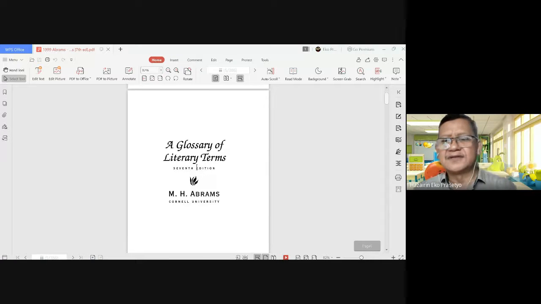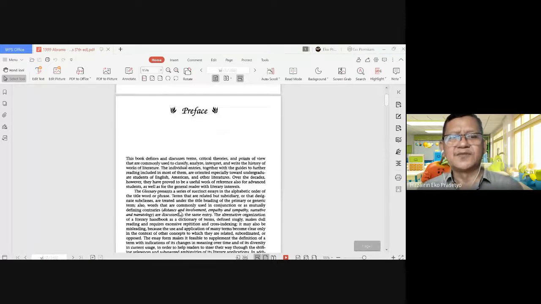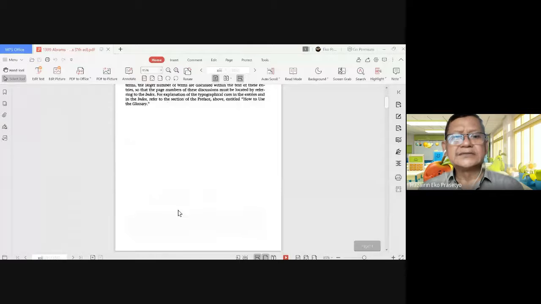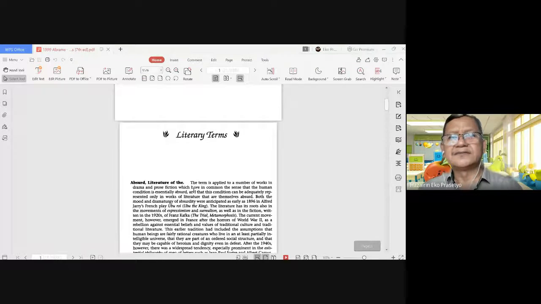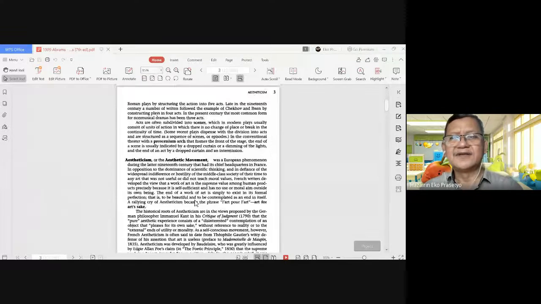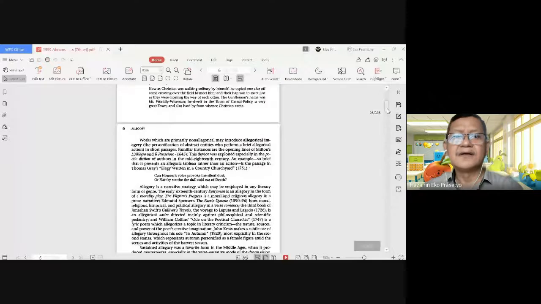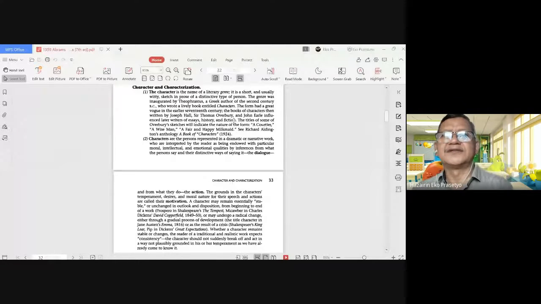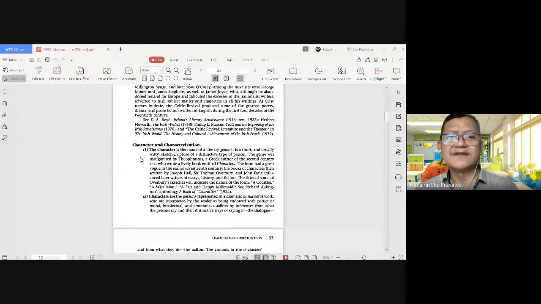Okay, for example, we try to find what is the meaning of the word character, because it's like a dictionary, because all terms of literature are written here. So just go to C, C, C. Okay, character and characterization. On page 32, there is the comparison between character and characterization.